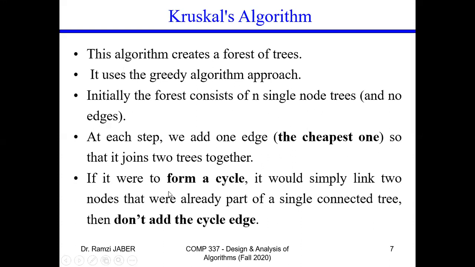If this edge will form a cycle, if it would simply link two nodes that were already part of the same connected tree, then don't add the cycle edge. We'll see this in our example. So avoid the cycle edge. We don't need it. Cycle edges will be removed.